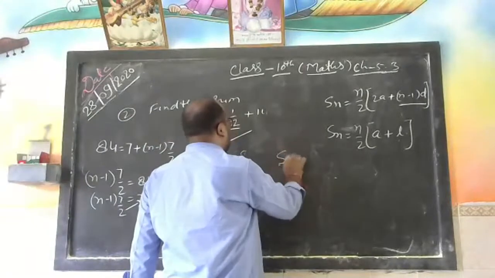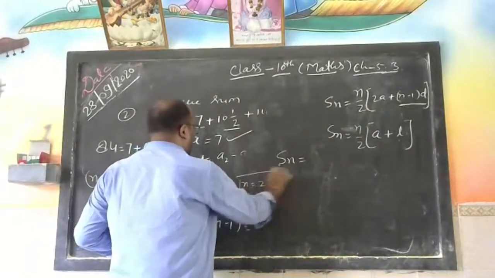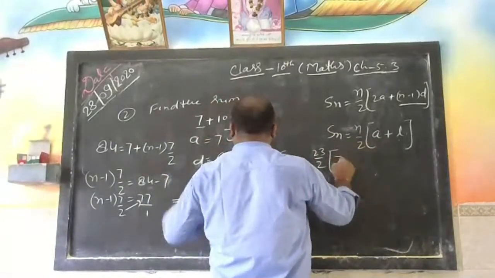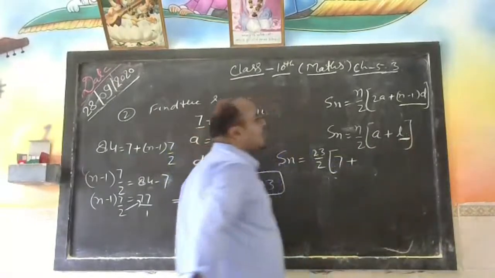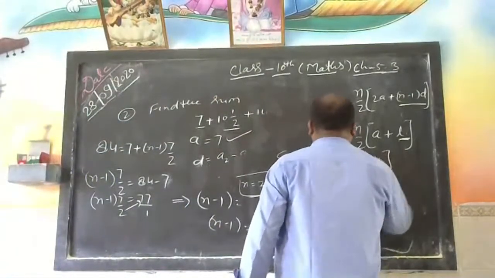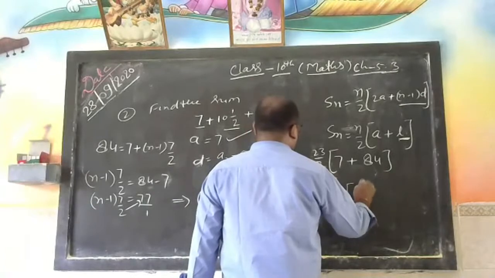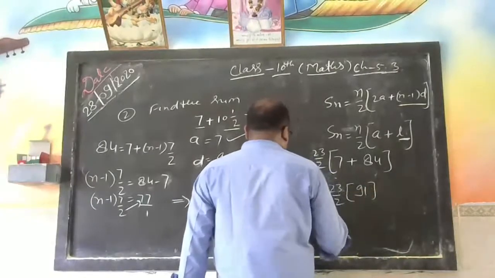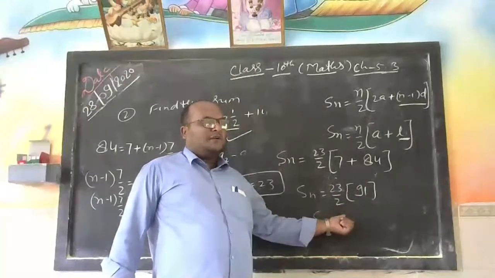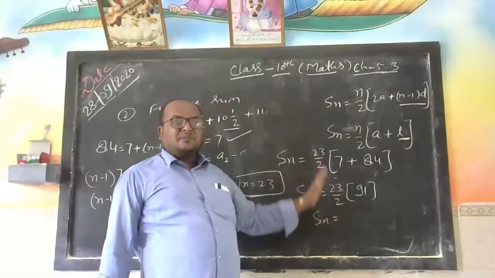So the sum Sn is equal to n by 2 into a plus l, where you have found n is equal to 23. So Sn is equal to 23 upon 2. Now put a is equal to 7 and plus l. L is the last term, so the last term is 84. It is given in the question. So Sn is equal to 23 upon 2 into 91. Now just multiply 23 and 91 and divide by 2. Whatever value you get will be the required result, the sum of the arithmetic progression.